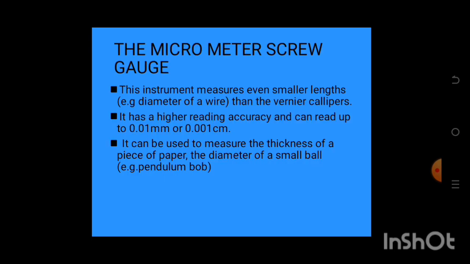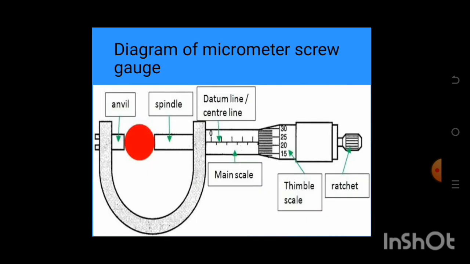Now we have another instrument, which is the micrometer screw gauge. This instrument measures even smaller lengths. A vernier caliper measures smaller lengths than a meter rule, while a micrometer screw gauge will measure a smaller length than a vernier caliper. So this is an example of the micrometer screw gauge.